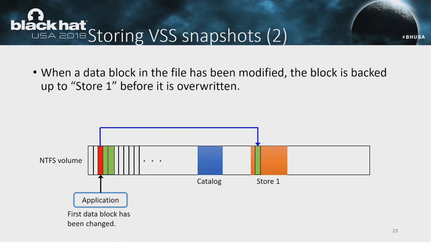When a data block in the file has been modified, the block is backed up to store 1 before it is overwritten. In this case, an application has changed the first data block. Then the original data block is backed up to store 1 here.